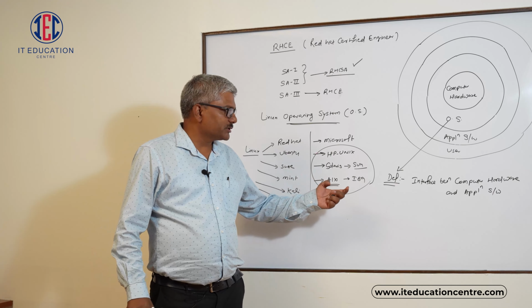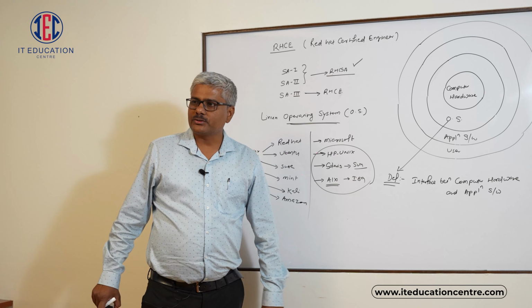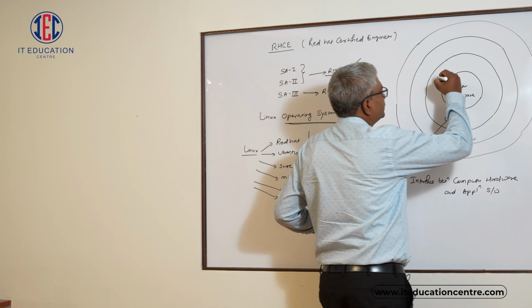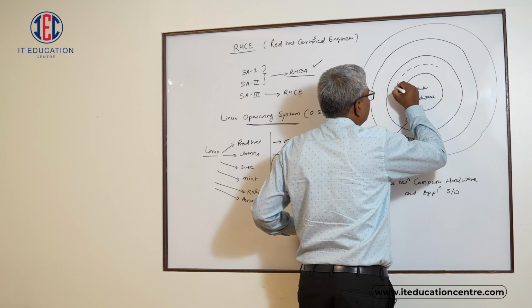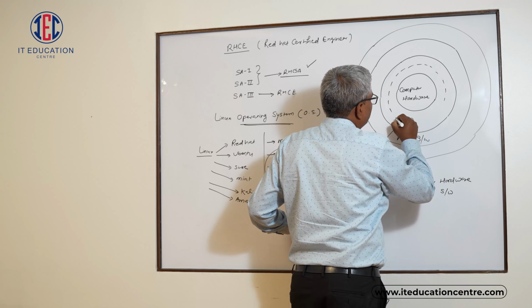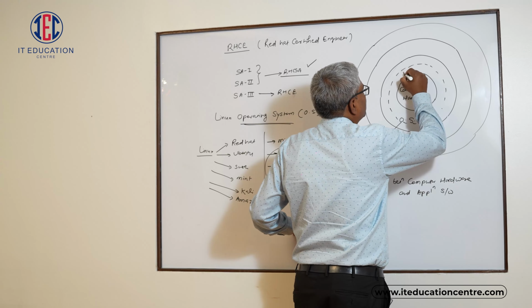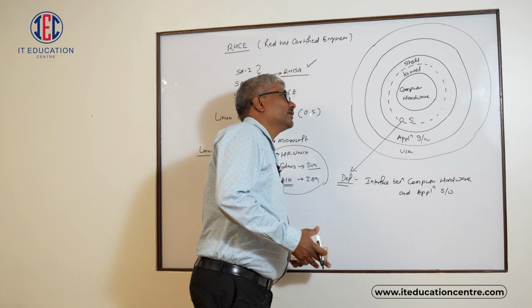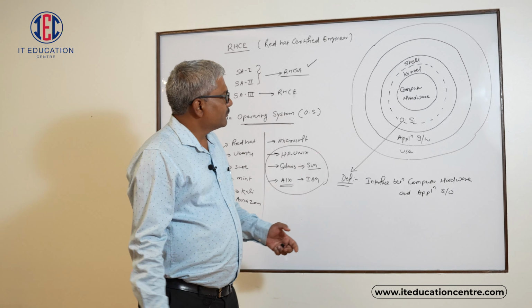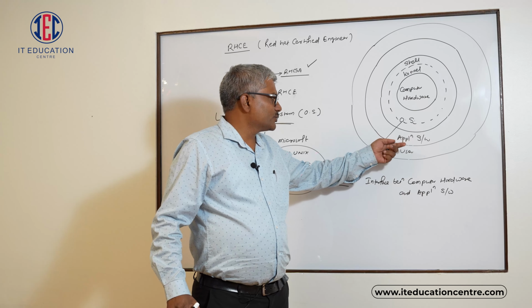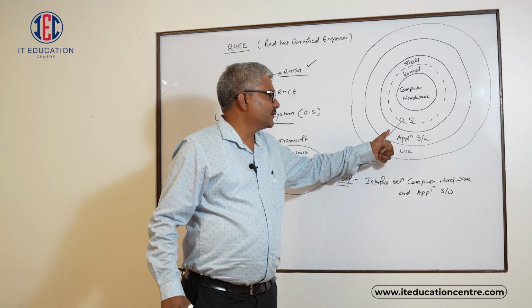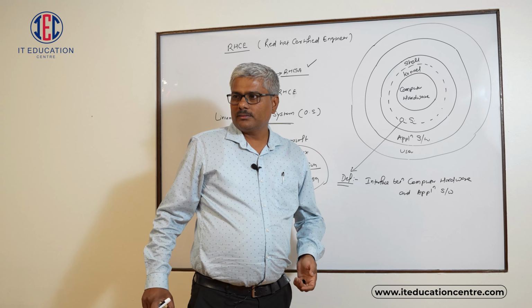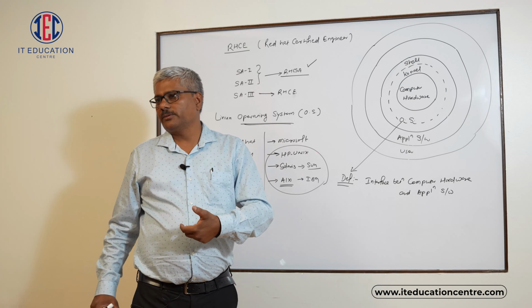So the basic definition of operating system: it's an interface between computer hardware and application software. But this operating system is again divided into two parts. This part is the kernel and this is the shell. Now we need to understand why there are two parts, kernel and shell.